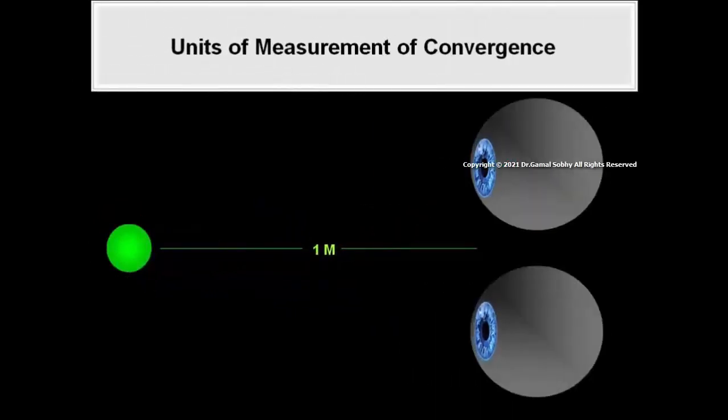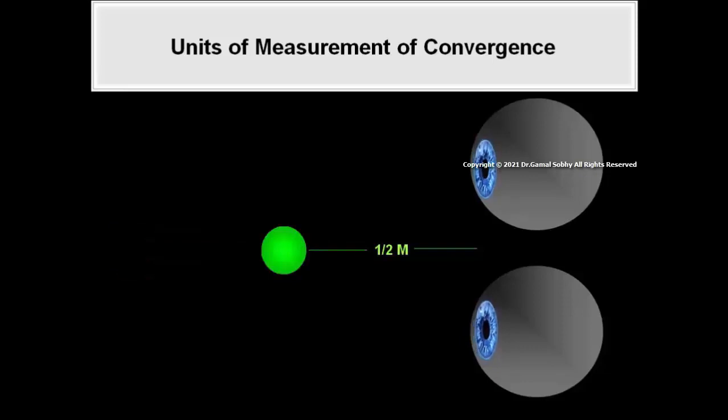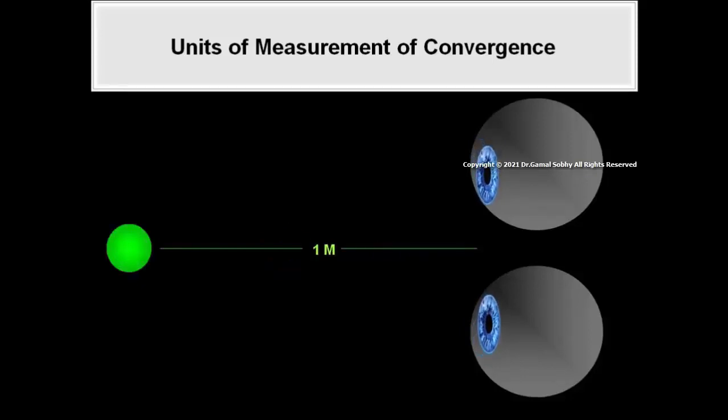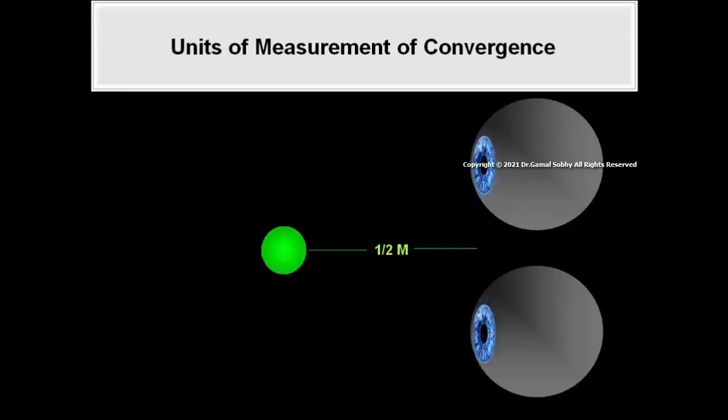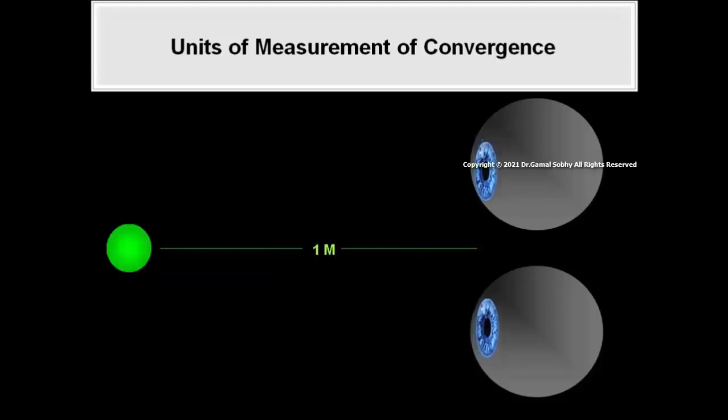The meter angle is the amount of convergence required to fixate an object located at 1 meter from the eyes. If the fixation distance is 1 meter, an emmetropic subject must converge 1 meter angle and accommodate 1 diopter. If the fixation distance is ½ meter, an emmetropic subject must converge 2 meter angles and accommodate 2 diopters, and so on.